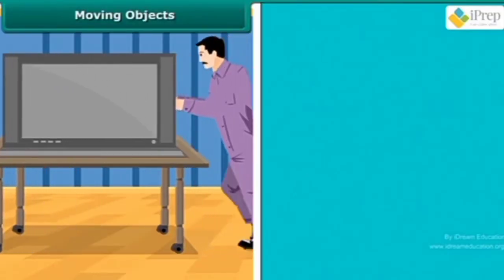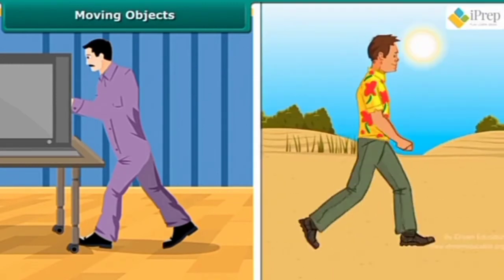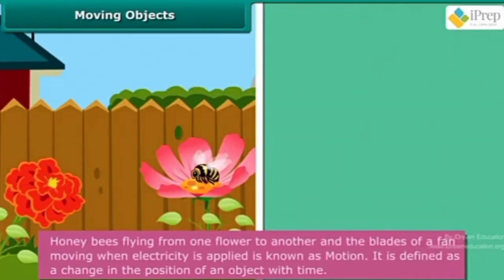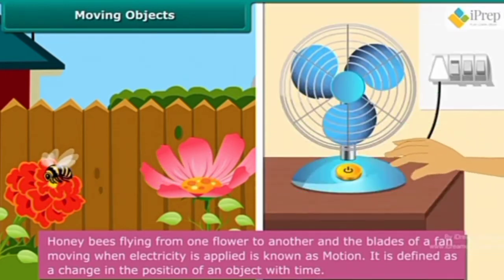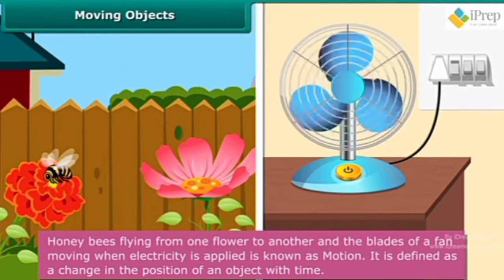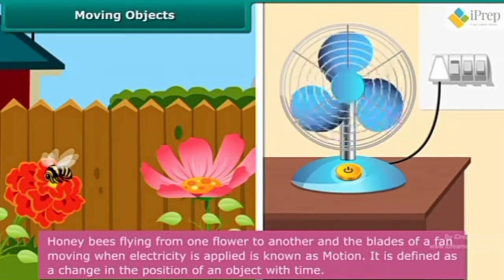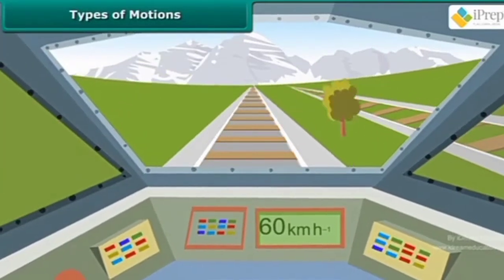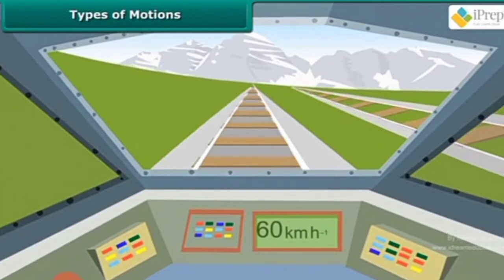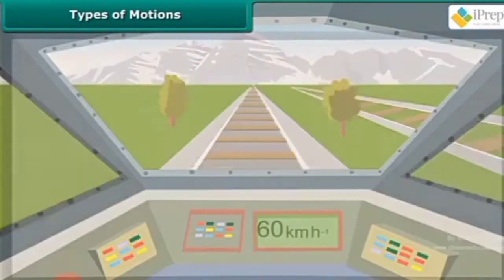Objects. You will notice that there are objects that move when you apply force or are moving on their own. For example, you will see honey bees flying from one flower to another. So also, you will notice that the blades of a fan move when electricity is applied. This is known as motion. It is defined as a change in the position of an object with time. Motions. As you know, motion is the change in position of an object with time. The change in its position can be determined through distance measurements.